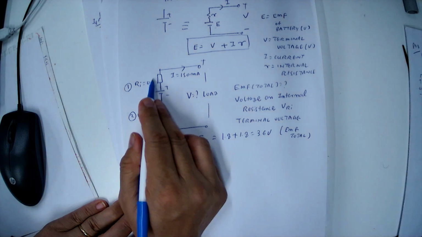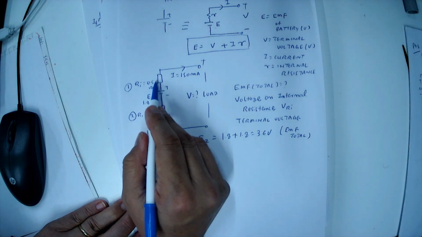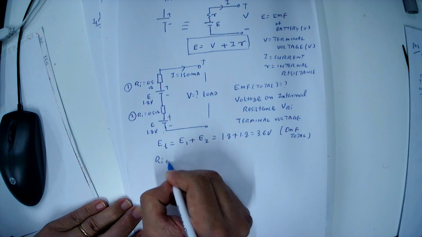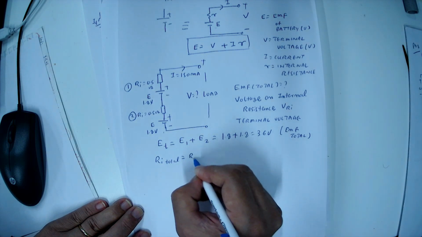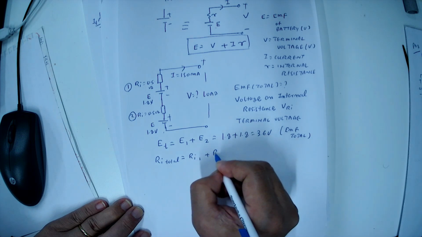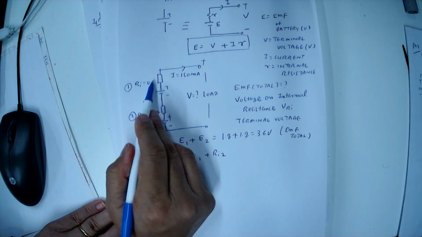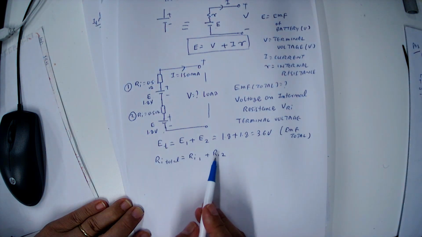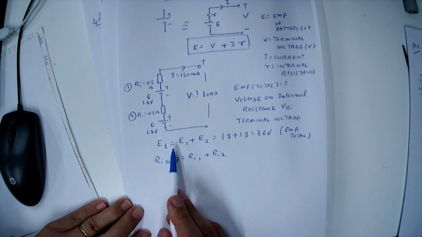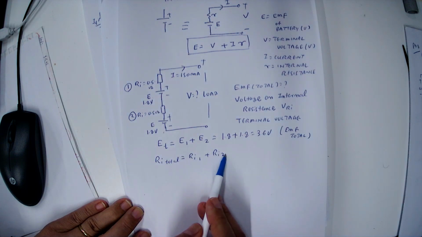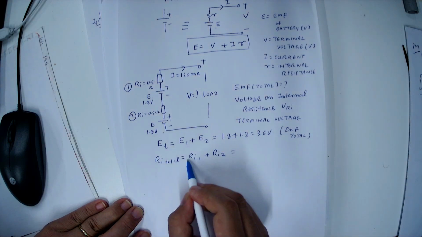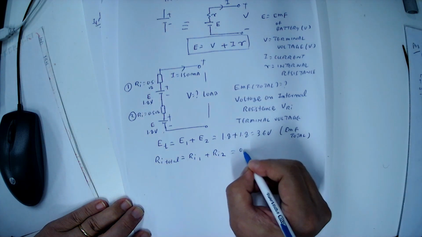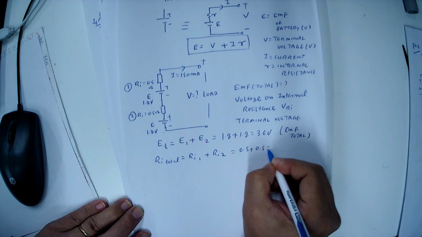And also we have to calculate the total resistance. Two resistors are connected in series. Therefore, Ri total equals Ri1 plus Ri2. Battery 1 internal resistance is 0.5 ohm. Battery 2 internal resistance is 0.5 ohm. Two batteries are connected in series, therefore we have to add the internal resistances. They are in series, so Ri1 is 0.5, Ri2 is 0.5, so you get 1 ohm.